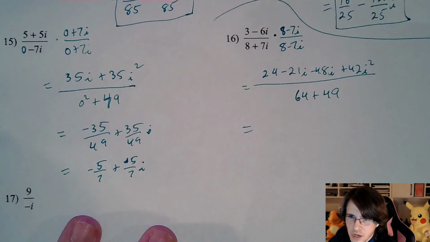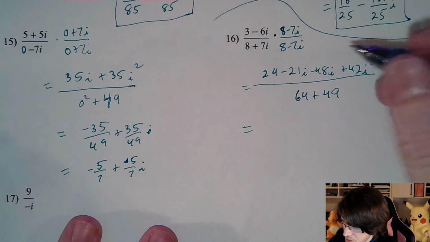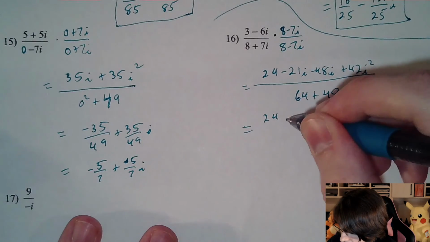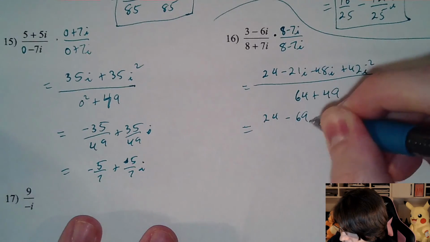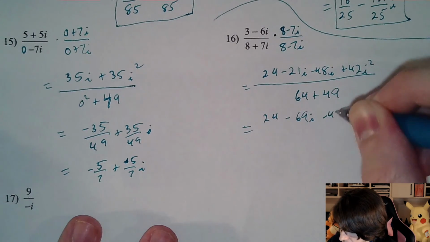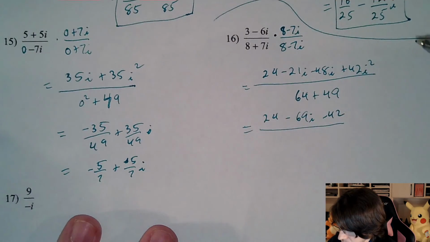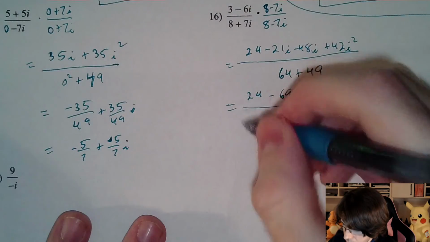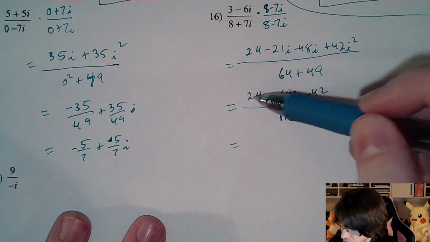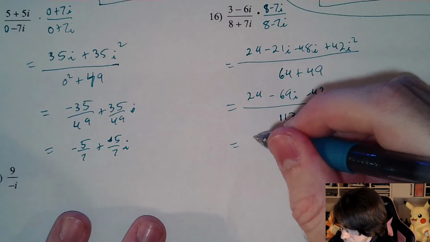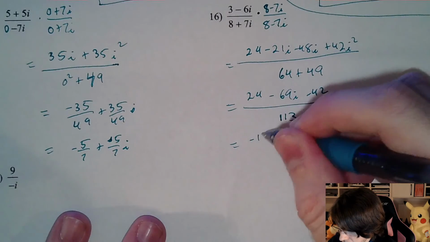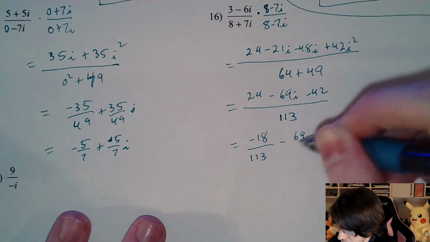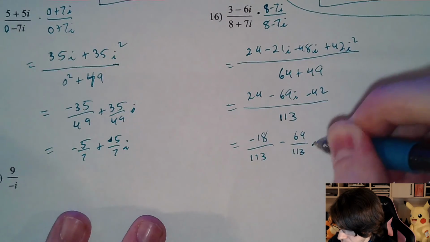Finishing this question off, this is like a -42, so we have 24, -21 minus 28, that's going to be -69i minus 42, divided by, got to add these up, that's going to be 113. And to finish it all off, 24 minus 42 is, what's that going to be? -18 over 113 minus 69 over 113i.